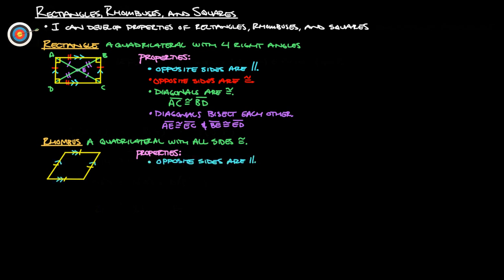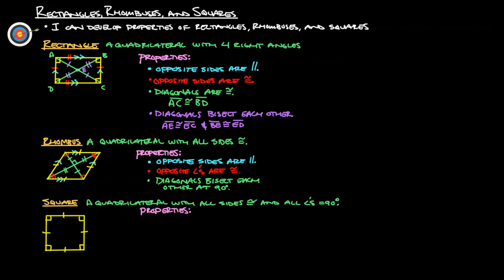Special properties about rhombuses: opposite sides are parallel, so it's also a parallelogram. Since opposite sides are parallel, opposite angles are congruent. And then the diagonals bisect each other, so they actually cut each other in half here. So this segment is congruent to that segment, and this segment is congruent to that segment, and they're also perpendicular. So they bisect each other at a 90-degree angle.